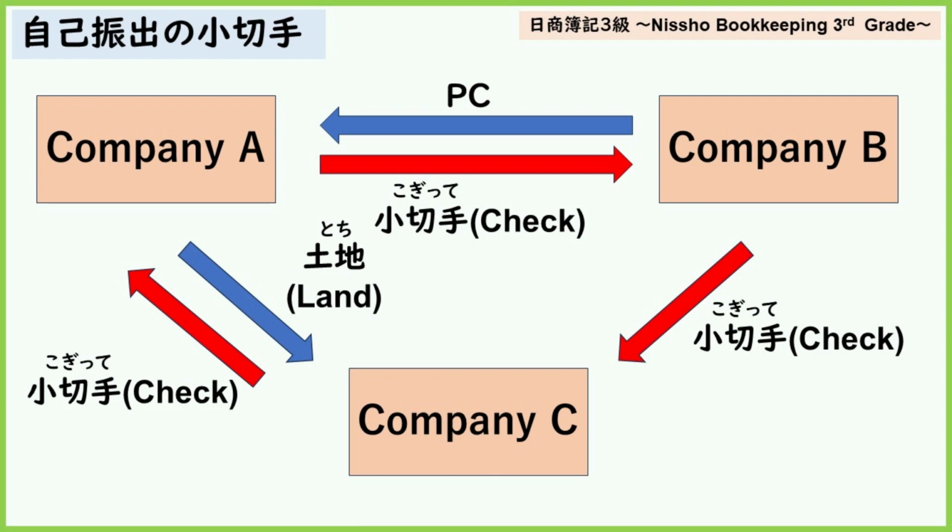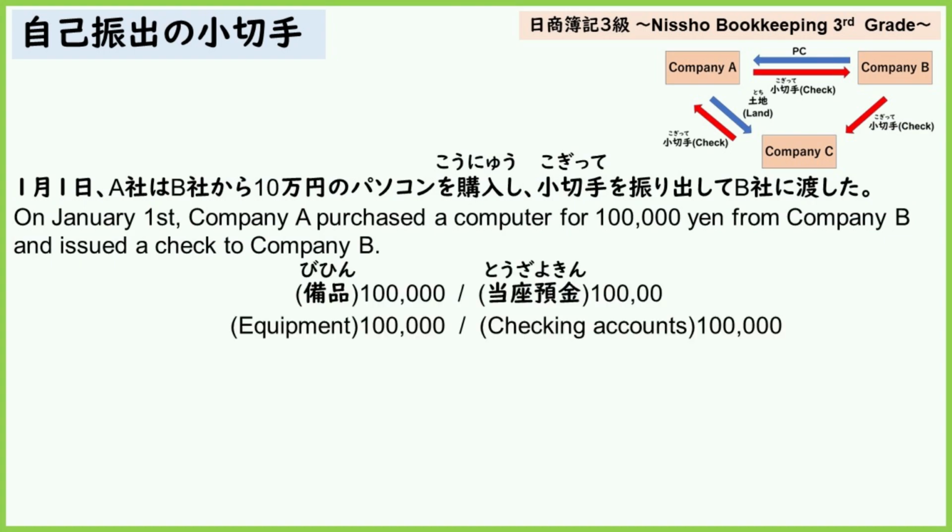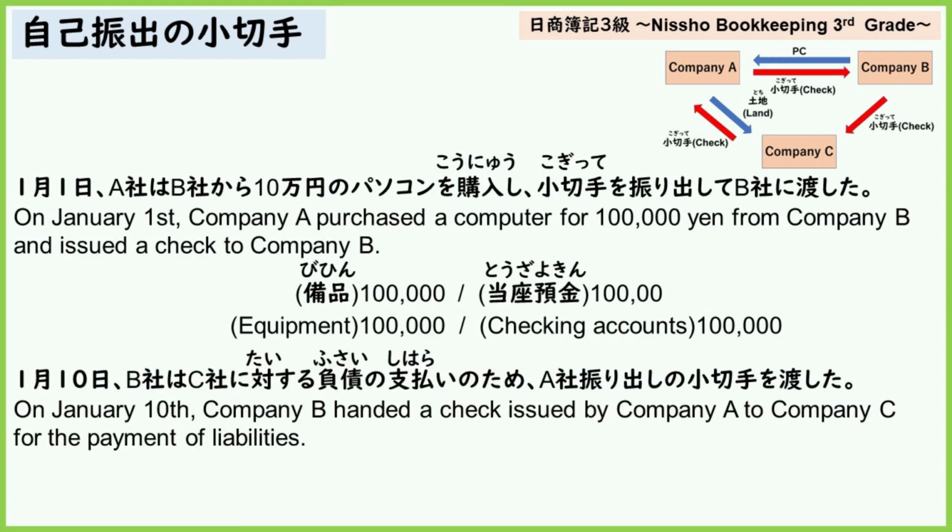Let's consider journal entries from the perspective of Company A. On January 1st, Company A purchased a computer for 100,000 yen from Company B and issued a check to Company B. The journal entry is as follows. Debit, equipment 100,000. Credit, checking accounts 100,000. Company A issued a check, so it will be processed as a decrease in the checking account.